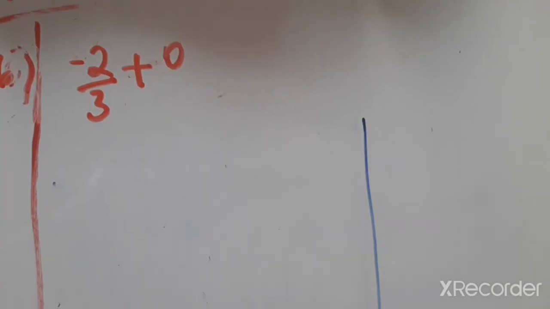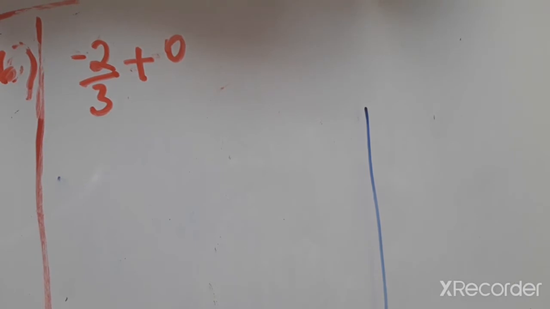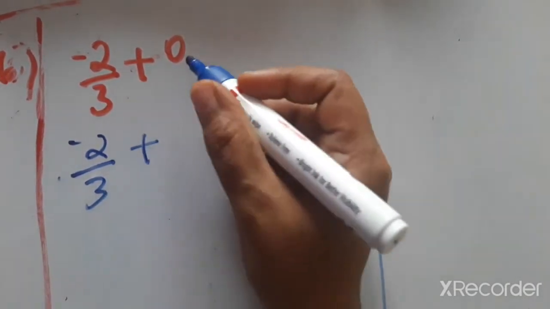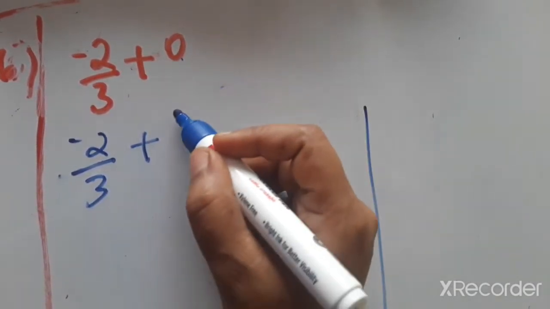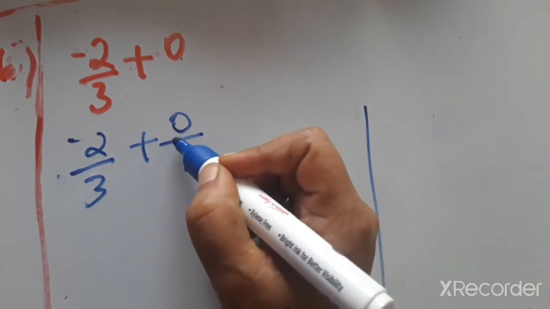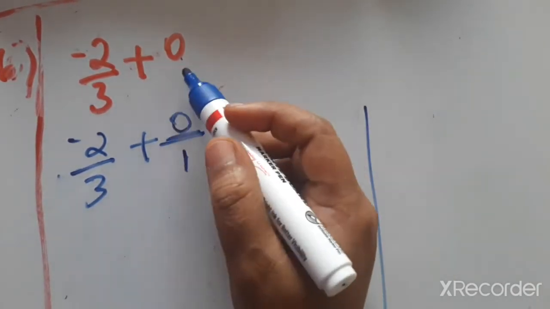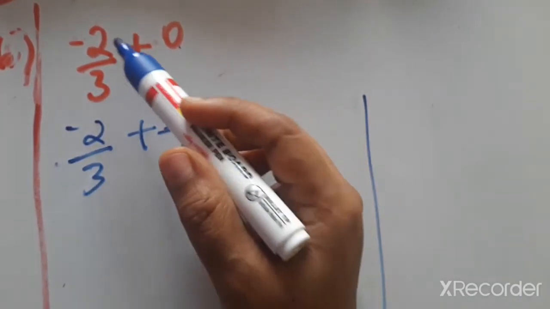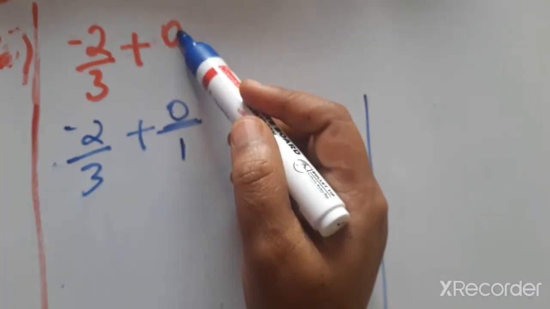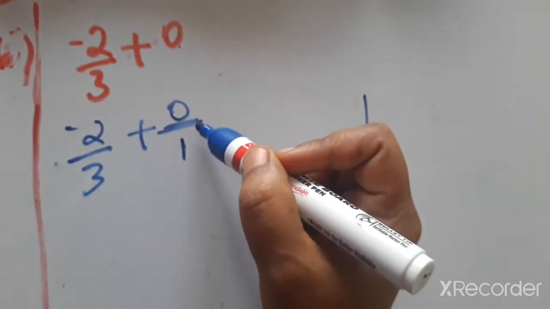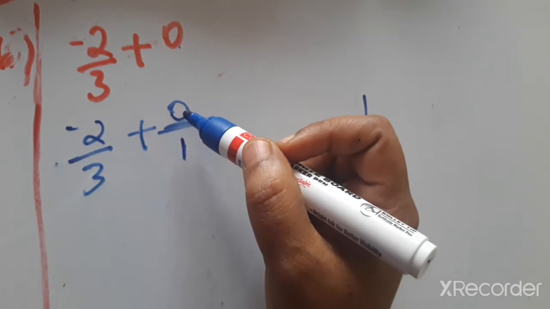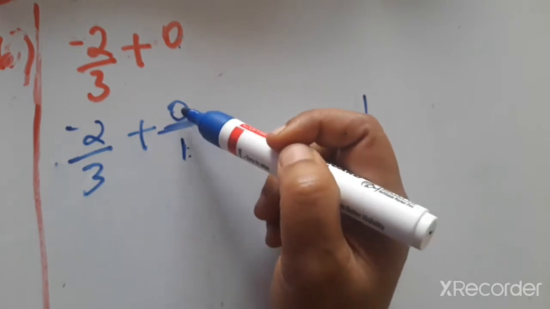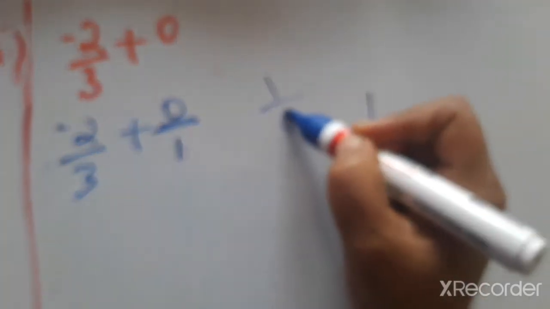Next, sixth question: minus 2 by 3 plus 0. Here we can equalize the value. Minus 2 by 3 plus here 0 convert into fraction form. Fraction form means 0 by 1. If any number by 1 we can write, or we can write 3 also. 0 by 3 also we can write, because equalizing denominators, we get the same value. Minus 2 by 3 plus 0 is not in rational form. Convert into rational number. Rational number means we have to express in the form of p by q, where q does not equal 0. So 0 as a rational number will become 0 by 1. 0 by 1 is a rational number, but 1 by 0 is not a rational number.